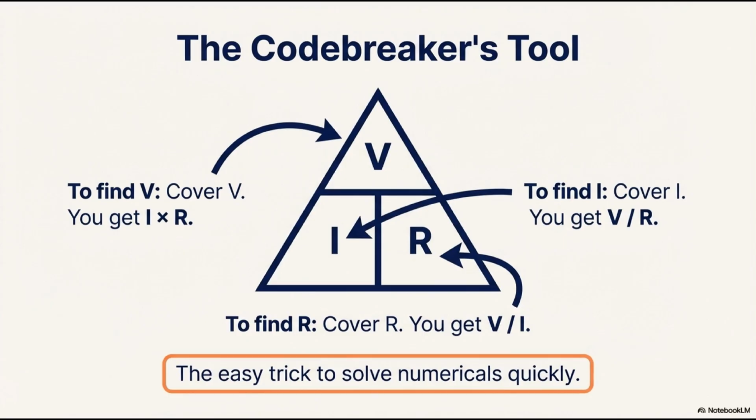Ohm's law triangle. To remember formulas easily, we use the Ohm's law triangle. Cover the value you want to find. If you cover V, you get I into R. If you cover I, you get V divided by R. If you cover R, you get V divided by I. This trick is very useful in exams.